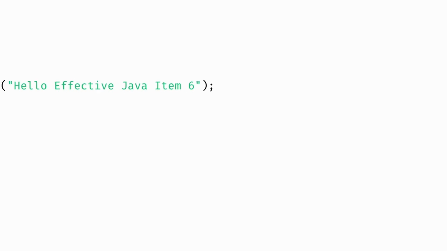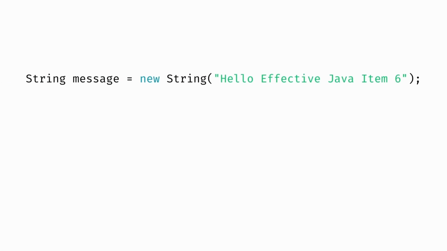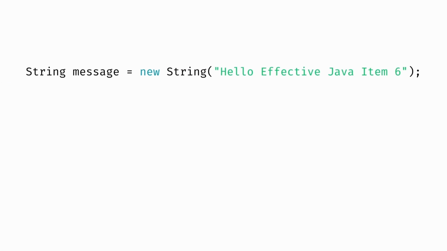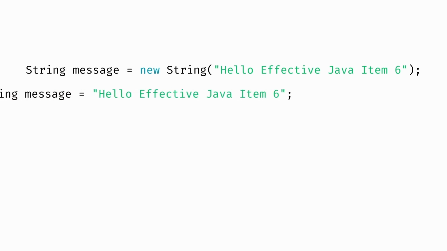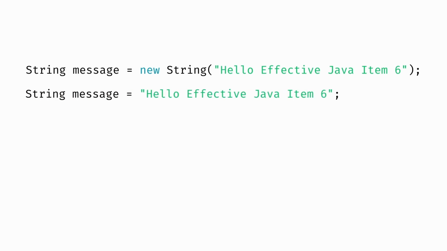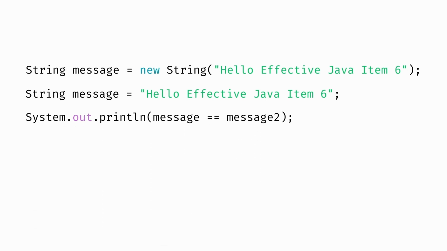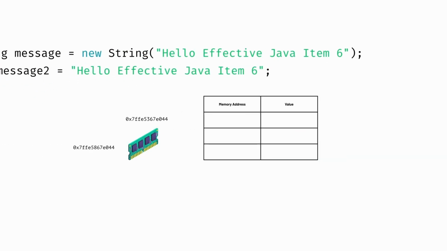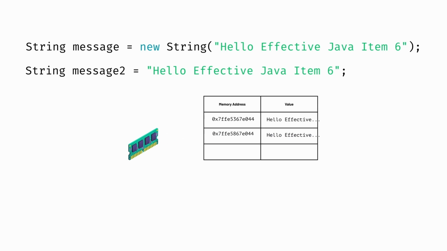However, if you define a string variable by creating a new string like "hello effective Java item 6", which is obviously a fully new string, and then a second variable, message2, "hello effective Java item", when you compare these two object references, you will get false. Why? Because Java works differently here. You are creating a new memory space when using the new keyword. When you use the new keyword, Java understands these are two different objects and allocates two different memory addresses in the memory.